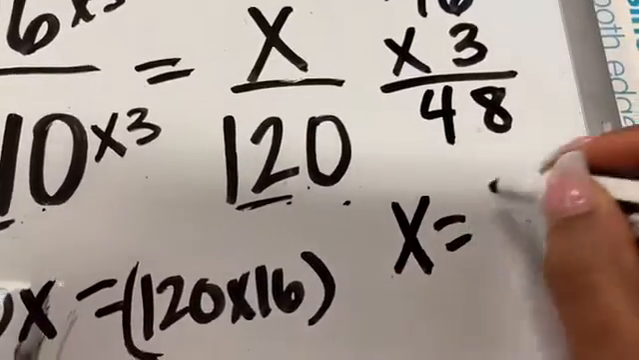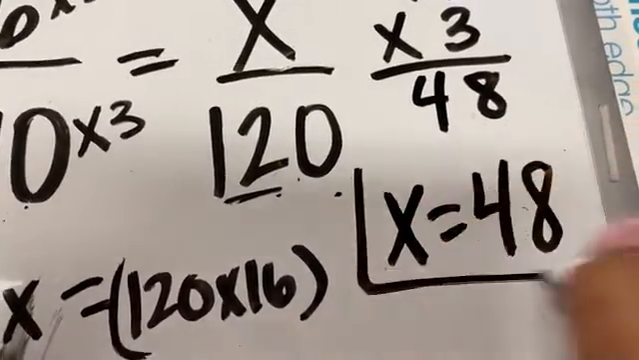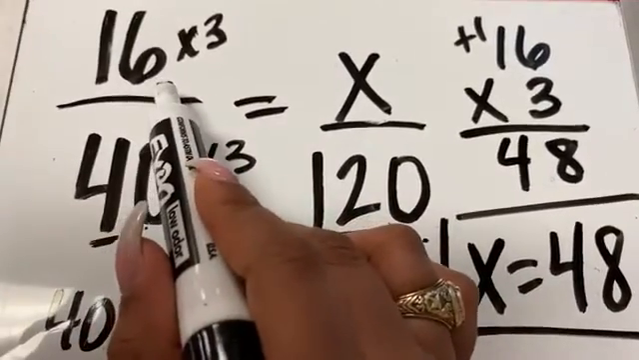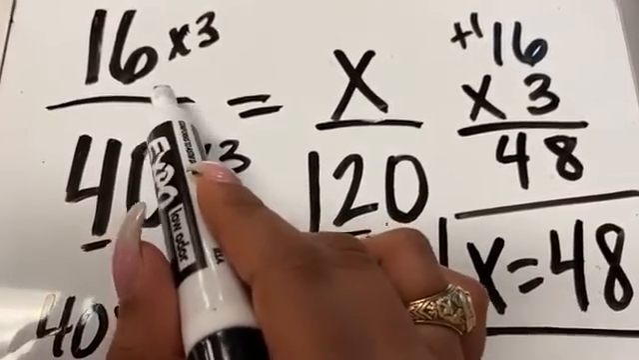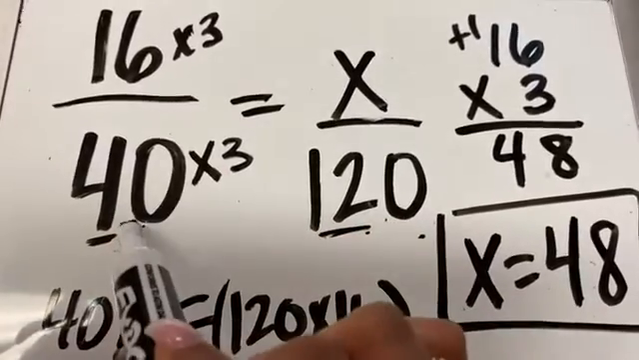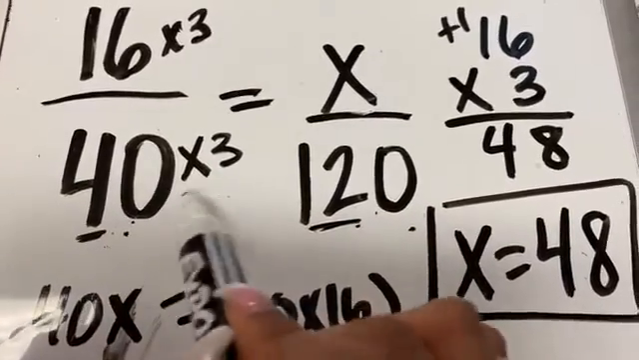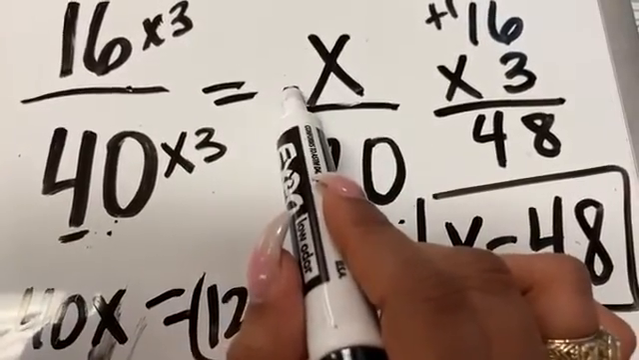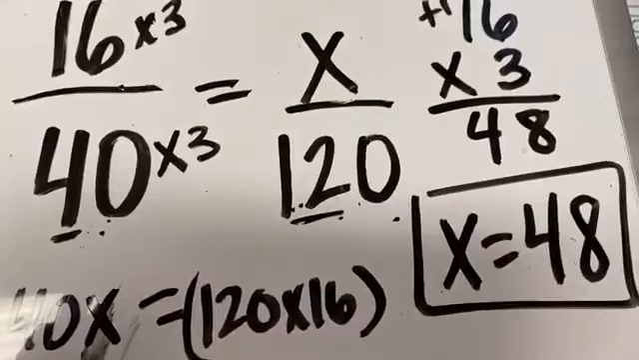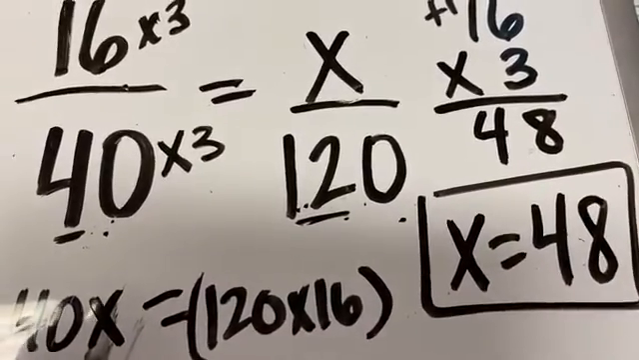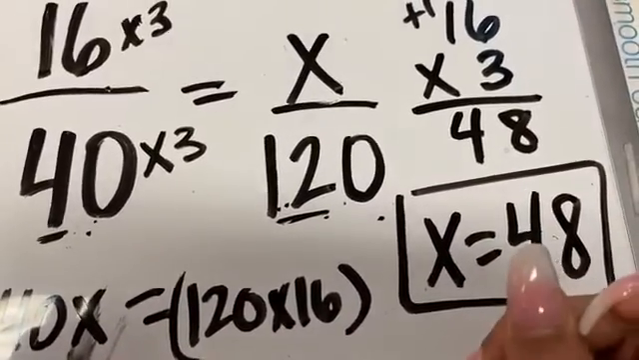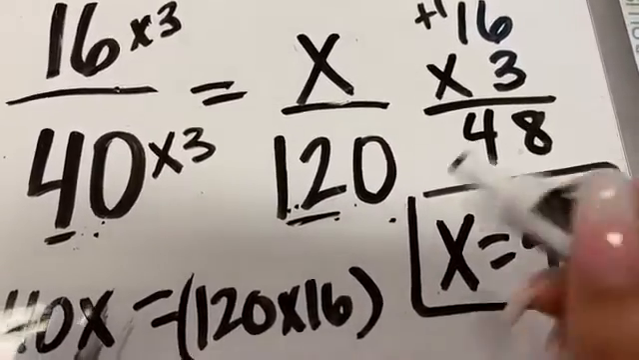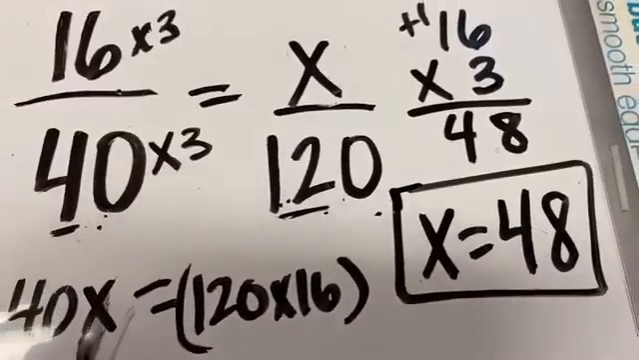So X equals 48. And that just means that since I had 16 trials where it was exactly 2 heads, when I did 40 trials, then if I triple the amount of trials, I'm going to triple the amount of times I get exactly 2 heads when I flip my coins. So the answer is 48. Let me know if you have any questions.